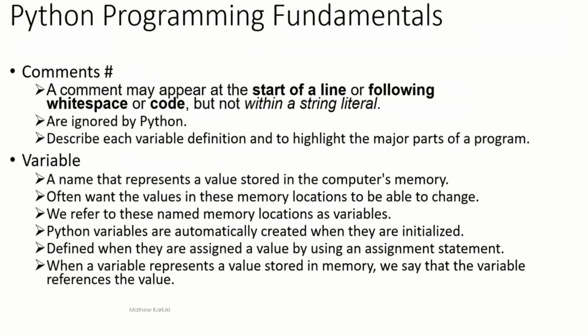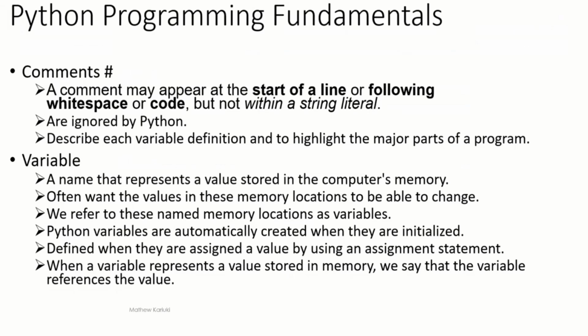The first fundamental we will look at is comments. To include a comment to describe part of the code, you must start the statement with a hash. A comment may appear at the start of a line or following a white space or code, but not within a literal. All comments are ignored in Python. It is particularly important to add comments to describe variable definitions or parts of your program, because it is very easy to lose track of what you have done in your code, or for other people who would like to use your code.